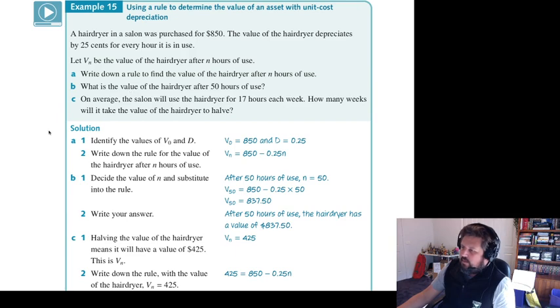Everyone should be pretty happy doing that. Next one says, on average, the salon will use a hairdryer for 17 hours per week. It's asking how many weeks will it take the value of the hairdryer to halve.